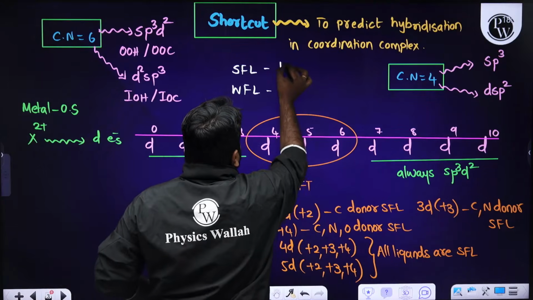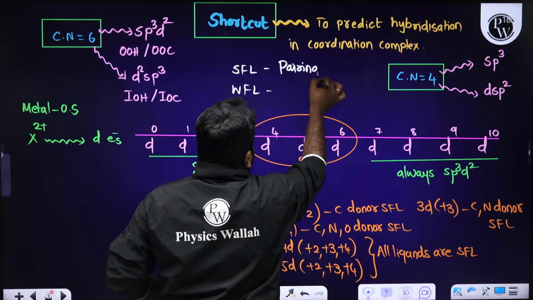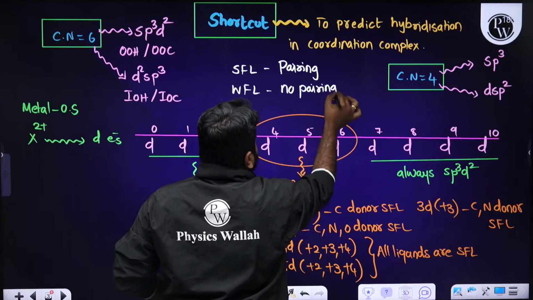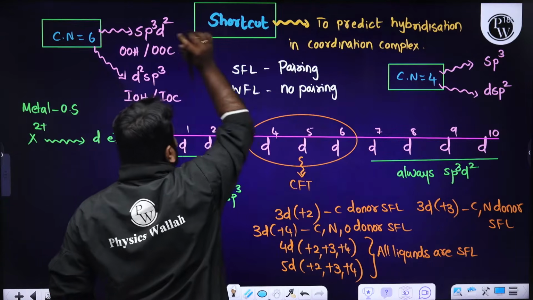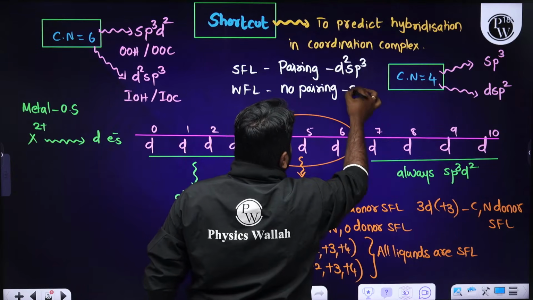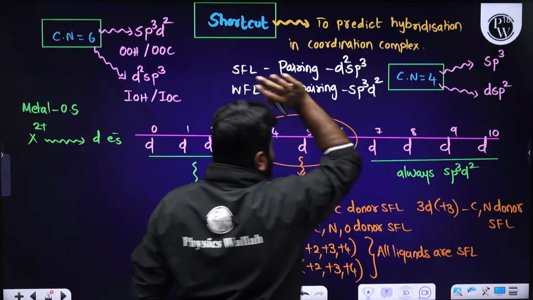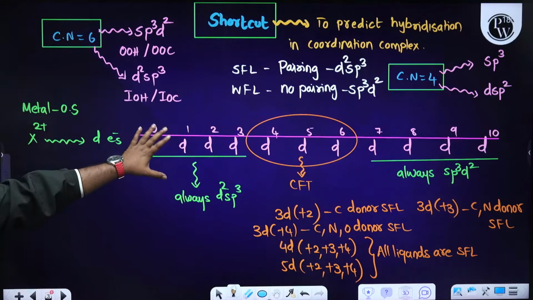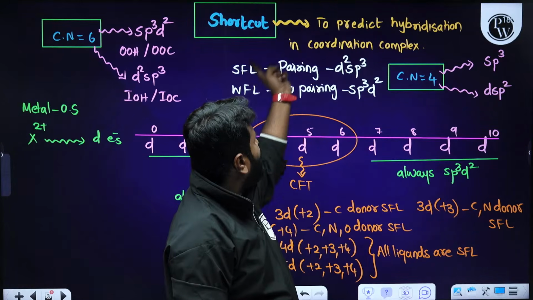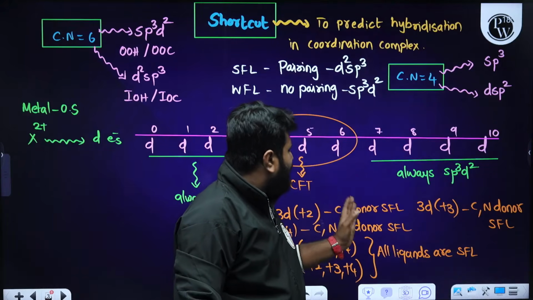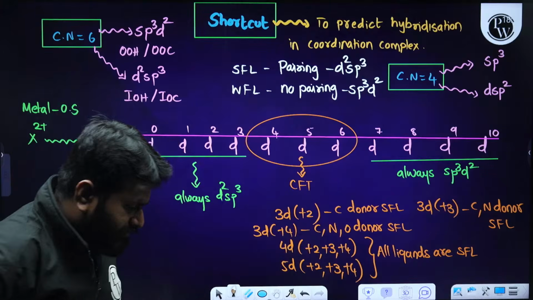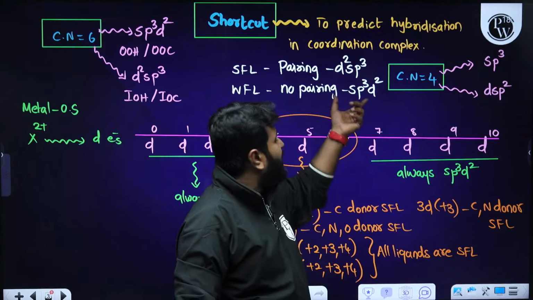If it is a strong field ligand, pairing will take place. Weak field ligand means pairing will not take place. If pairing takes place, what is the hybridization? d2sp3. No pairing means it is sp3d2. Is it clear? Anybody having any doubts? That's all. Now tell me, strong field ligand means what hybridization? Strong field means d2sp3. Other than carbon, nitrogen, oxygen donors, if I have a halogen donor, then it is a weak field ligand. Hybridization will be sp3d2.